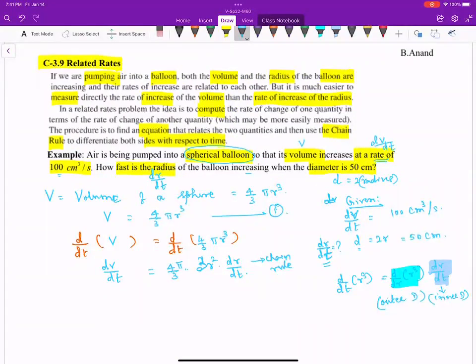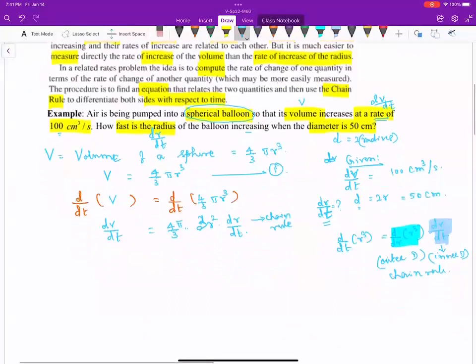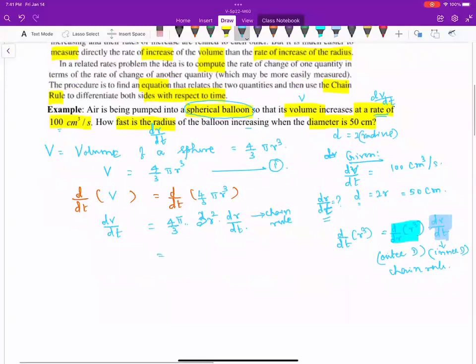Which is a chain rule. So it is 4 pi r squared times dr by dt. Do we know any value here? Yes, of course, we know dV by dt, which is given in the problem. dV by dt is given to be 100 centimeter cubed per second. So substitute that 100 for the left-hand side.